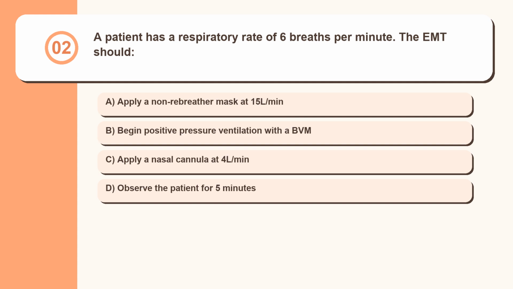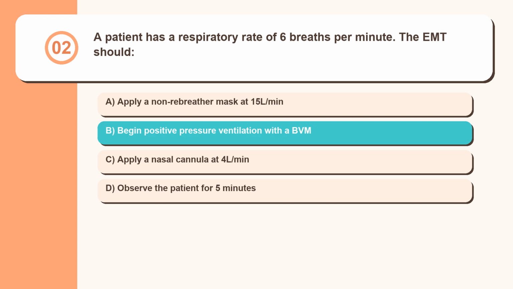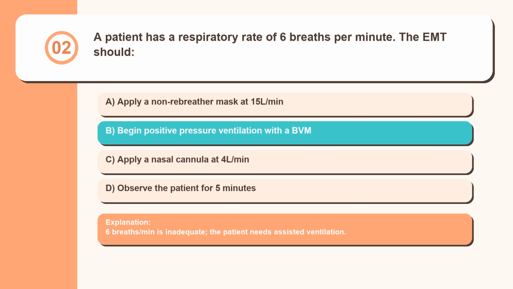Question 2. A patient has a respiratory rate of 6 breaths per minute. The EMT should apply a non-rebreather mask at 15 L/min. Begin positive pressure ventilation with a BVM. Apply a nasal cannula at 4 L/min. Observe the patient for 5 minutes. 6 breaths/min is inadequate. The patient needs assisted ventilation.